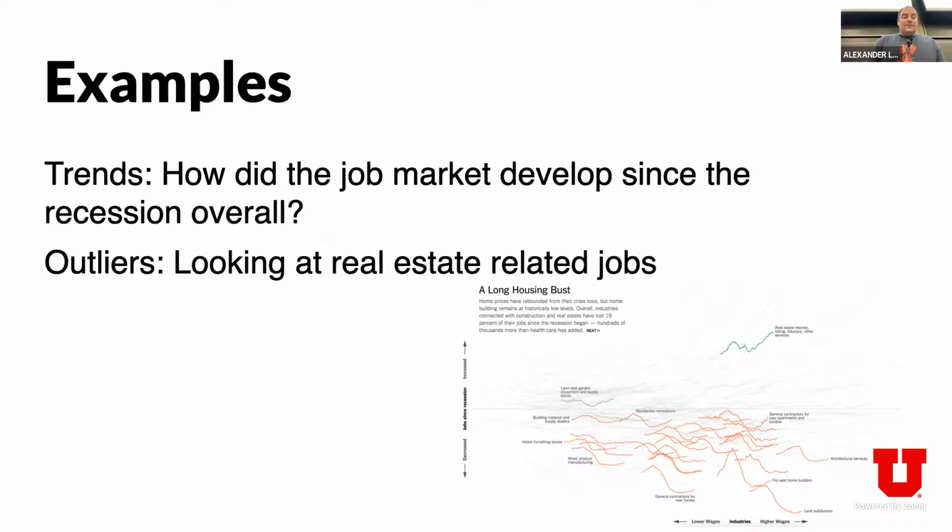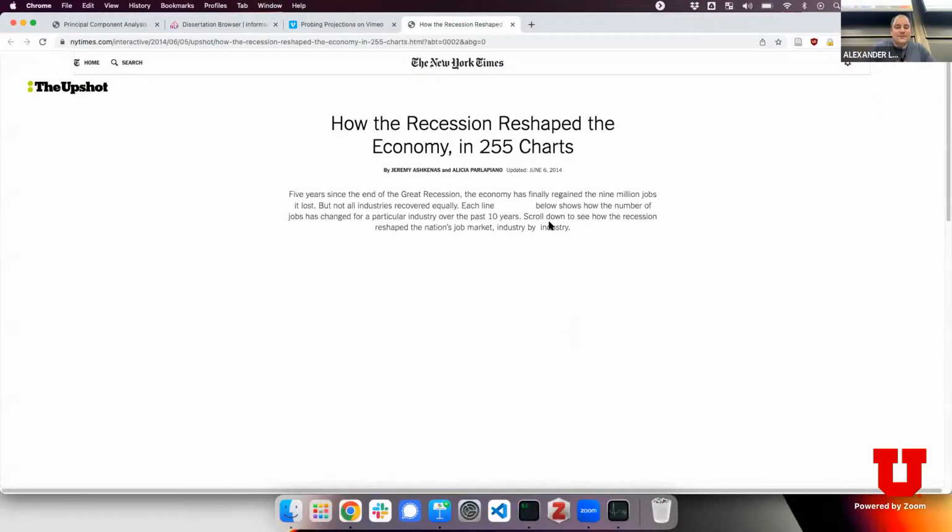So here's an example. This is a visualization technique that shows the trends of how the job market developed since the recession overall. The task that we might want to look at is outliers. For example, if you want to look at real estate jobs, like here.